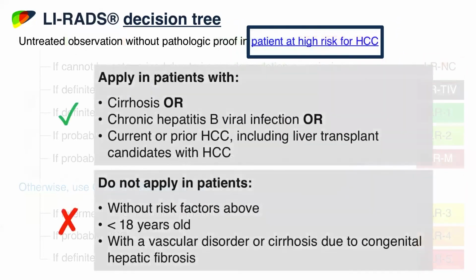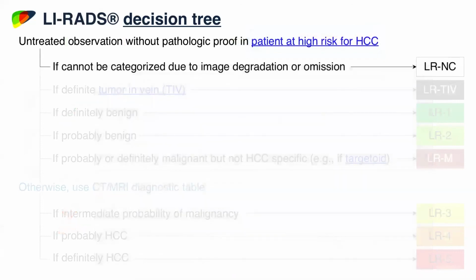What does that mean? Well, we've already talked about it. They either have cirrhosis or chronic hepatitis or current or prior HCC, and they must not be a child. They must have one of those risk factors, and we don't want to use LI-RADS in someone with Budd-Chiari. So if we don't have one of these things, then we stop. We don't use LI-RADS.